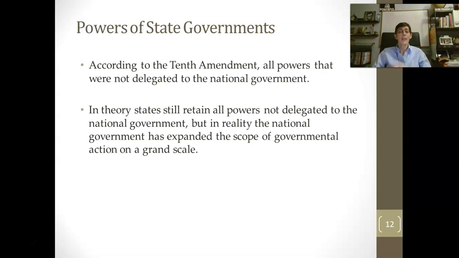So in theory, states still retain all powers that aren't explicitly listed. Okay, but we didn't stick with that mantra. We didn't stick with that idea. Folks, we have massively expanded the power and scope of national government action on a scale that our founders never anticipated. And I would like you to consider the fact that perhaps some of the key reasons that we have such corruption and problems in the national government is because we've just given it too much dang power. Something that I want you to think about.